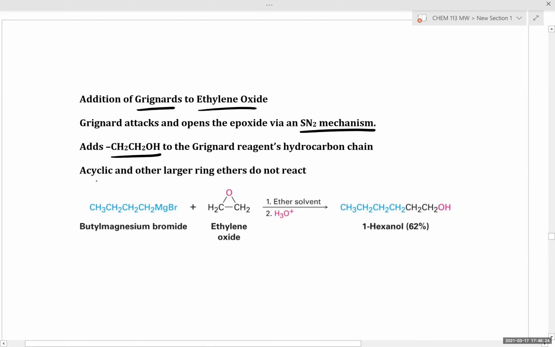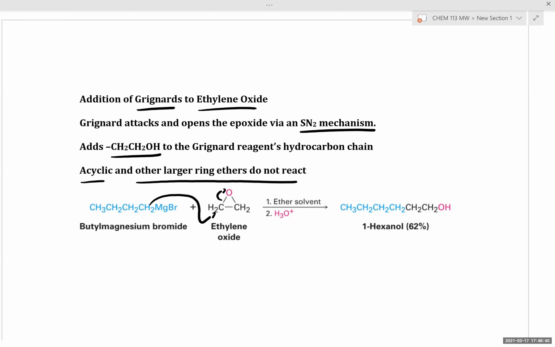What's important to note is that acyclic and other larger ring ethers do not react. So this is a unique reaction of epoxides. So we can open epoxides with Grignard reagents and generate substituted alcohols. Remember, this occurs via an SN2 mechanism. So it has the associated regiochemistry, attacking the least hindered carbon, and stereochemistry. The SN2 reaction occurs with inversion of your stereocenter.